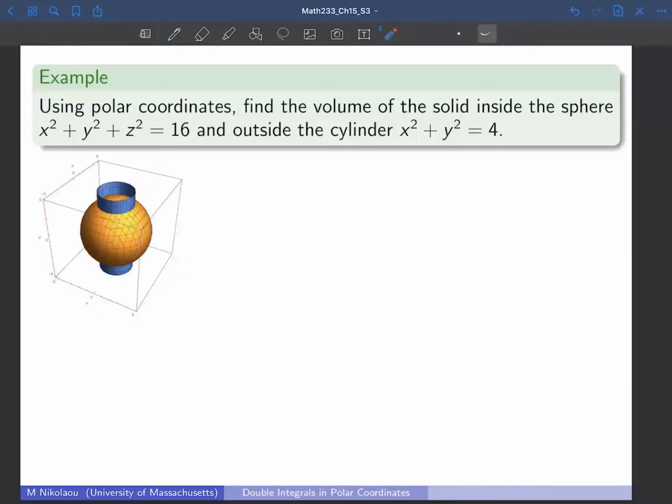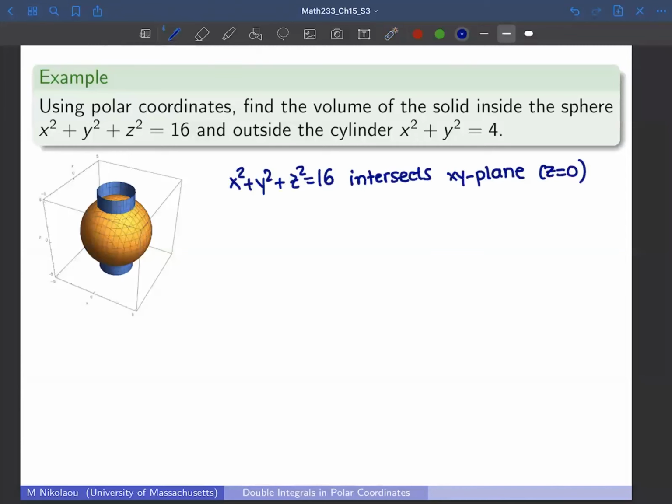In this case, the first thing that we'll need to do is find the region of integration. And to do that, we'll have to find where the sphere x squared plus y squared plus z squared equals 16 intersects the xy plane, which happens when z equals 0. So setting z equals 0 in the equation of the sphere will give us the circle x squared plus y squared equals 16.